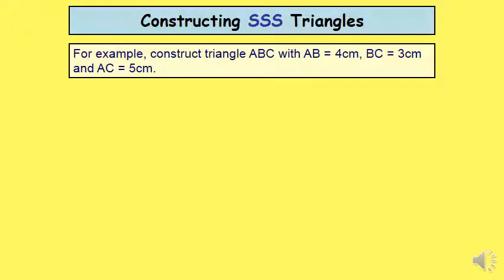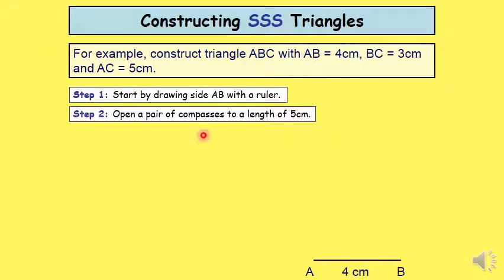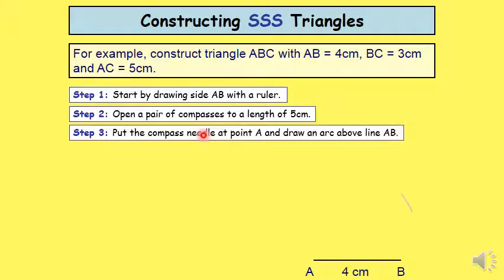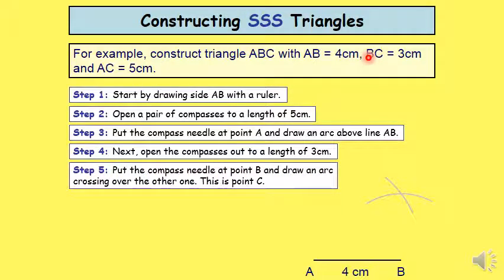So now we are going to take the steps of constructing a triangle given the SSS, three sides. Construct triangle ABC with AB equal to 4 centimeters, BC 3 centimeters, and AC 5 centimeters. First step, we start drawing with the first side, AB, which is 4 centimeters. Then, using the compass, we open it 5 centimeters, and from A we draw an arc for AC, and then we open the compass 3 centimeters and put it on B to draw the second arc, which is BC.